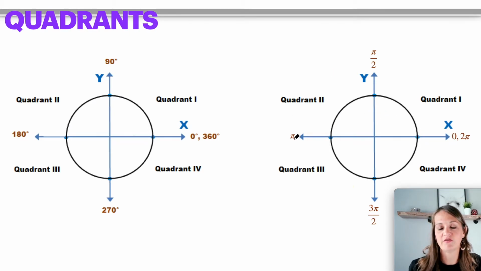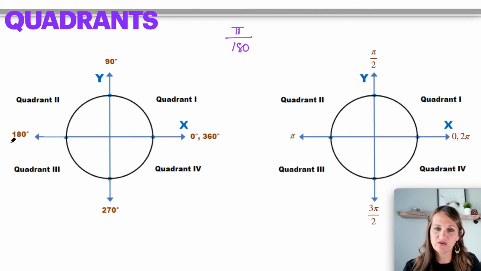And we know that halfway around it's pi degrees because we know that the conversion factor is pi over 180. So where 180 degrees is the diameter of a circle, you're going halfway around the circle. That means you went pi around the circle.